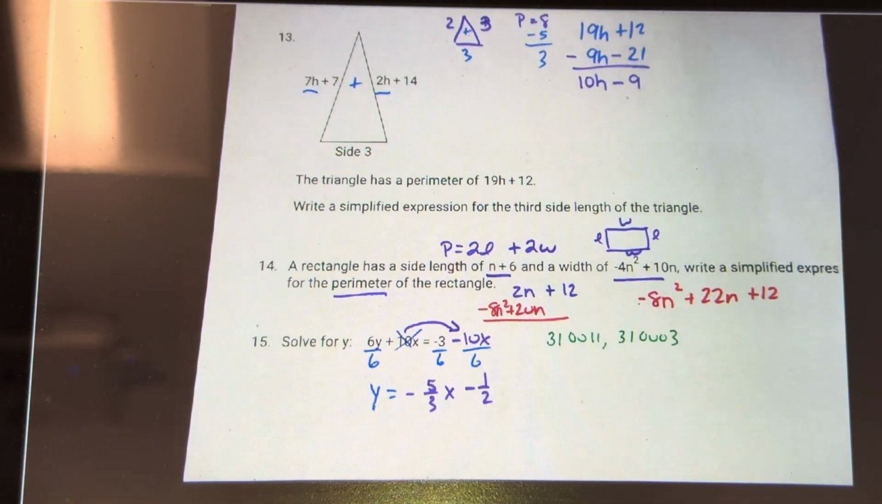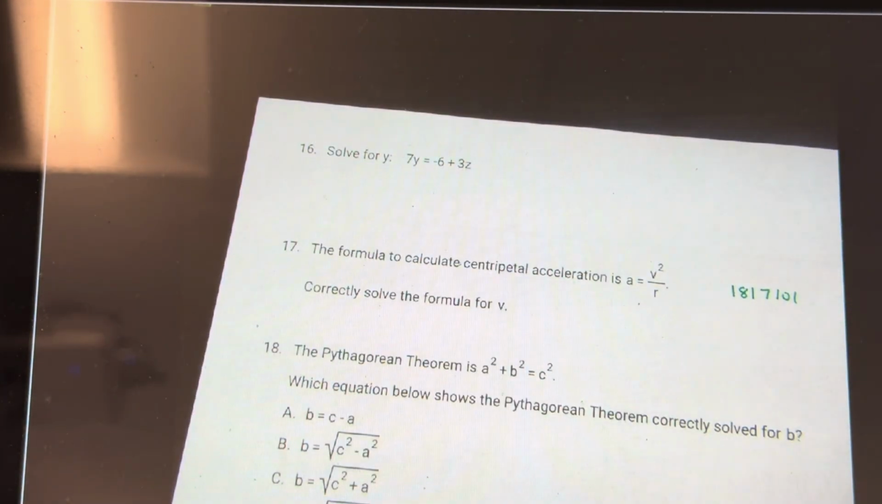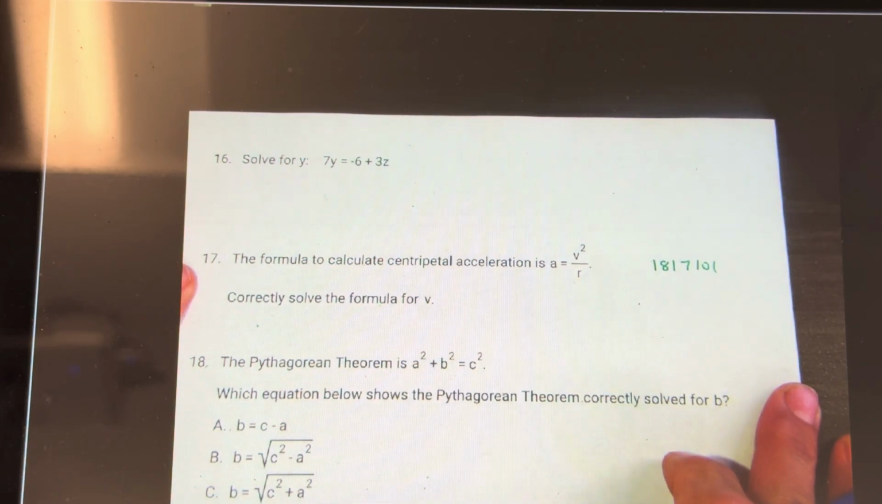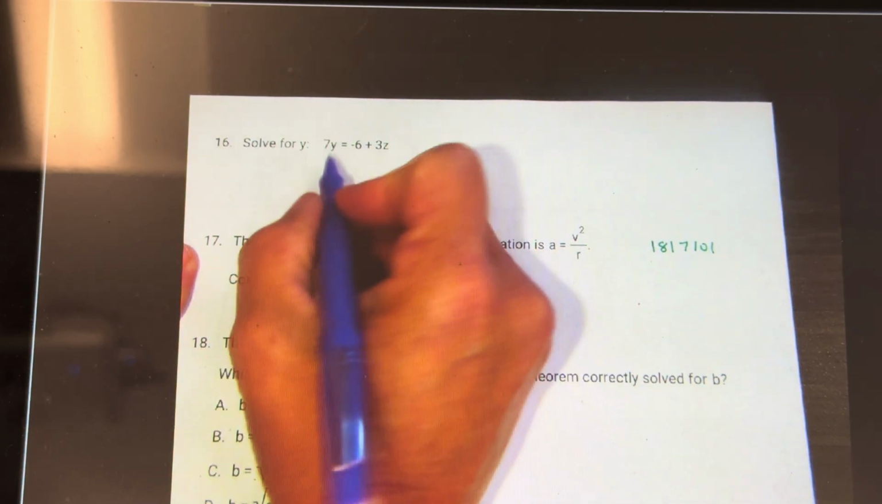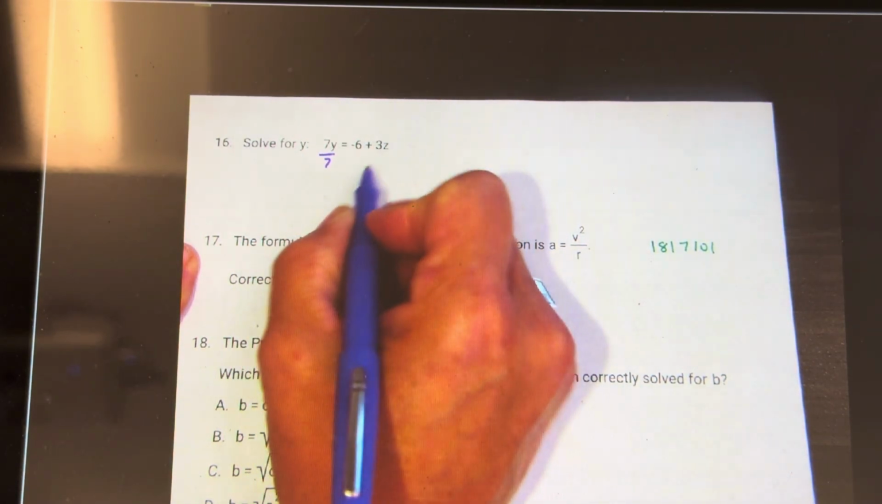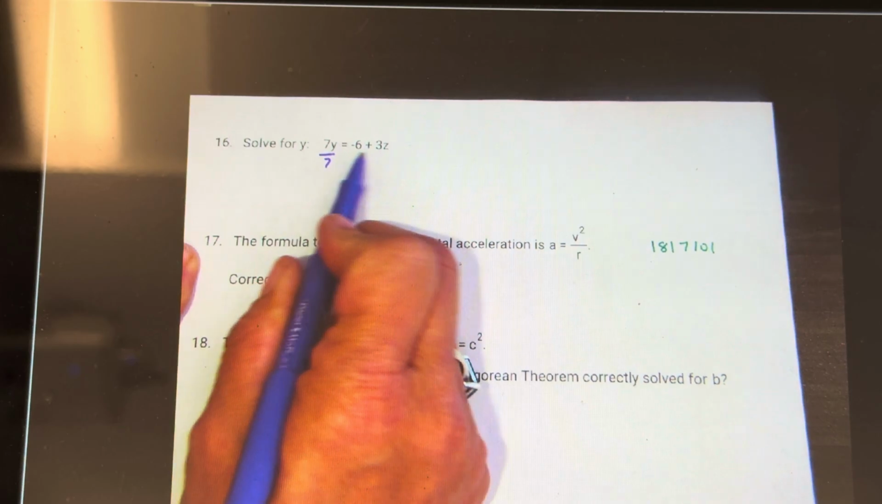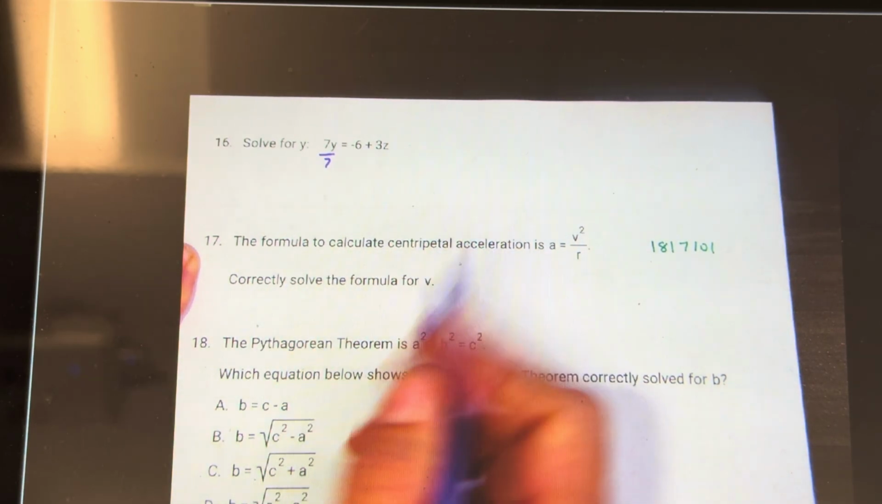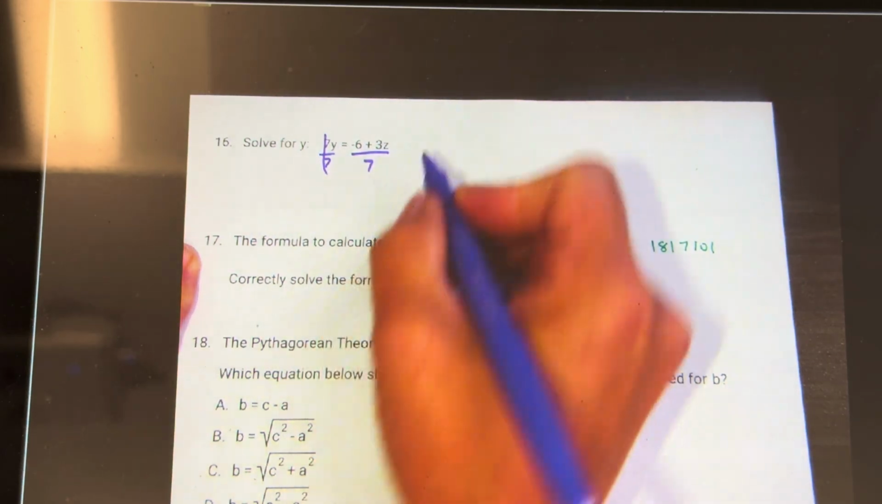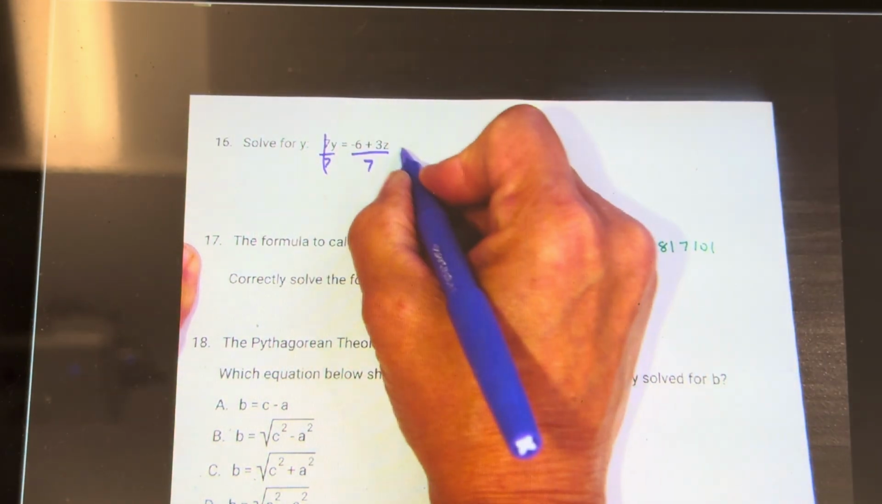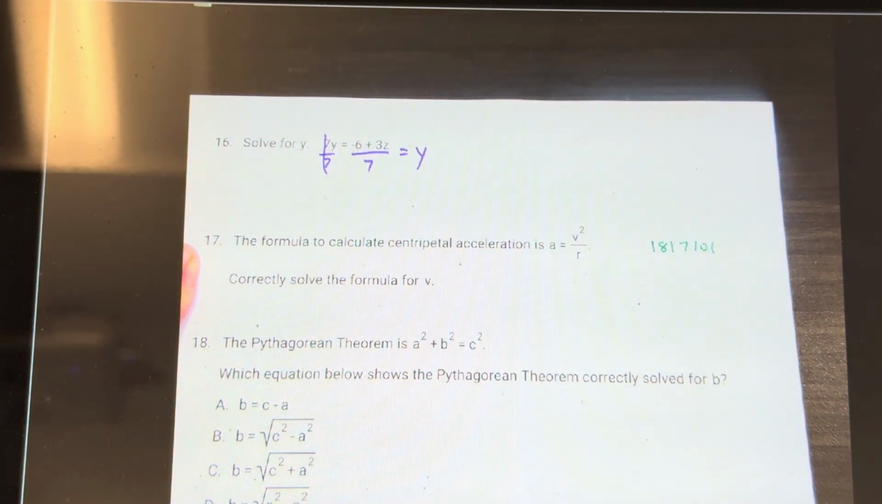Number 16 is also solving for y. And these are our literal equations. Super easy on this one. The only thing happening to y is being multiplied by 7, so we're just going to divide everything by 7. And since 7 is not divisible by 6 or 3, I'm just going to put a big line and a 7 on the bottom because I don't have to reduce. So, y equals all of that. You're done. You do have to put the entire equation for your answer.